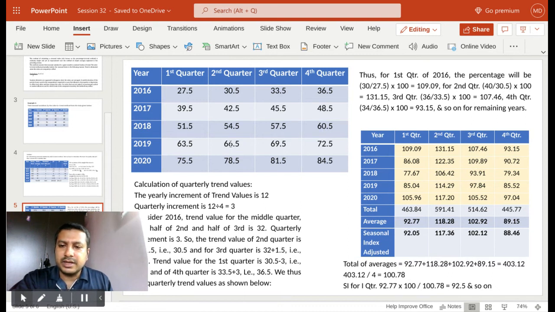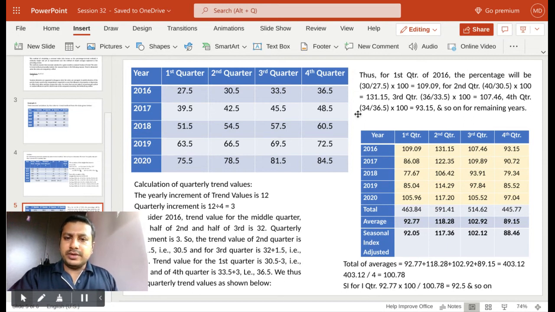You can add 3 directly for every value, or you can take the middle value, deduct 1.5 for the second quarter, and add 1.5 for the third quarter. Then for that value you can add 3 for the next quarter. Okay, that is the calculation. Like this you have to calculate all the values, so you get the trend values for all the quarters of all the years.